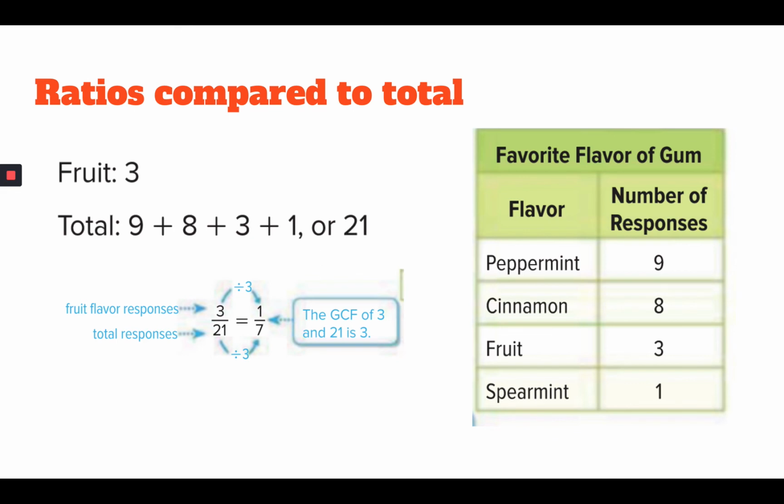Again, there's a greatest common factor in 3 and 21, and that is 3. 3 divided by 3 is going to give me 1. 21 divided by 3 is going to give me 7. So in simplest form, 3 over 21 is written as 1 over 7.